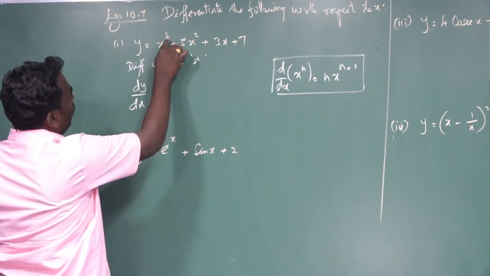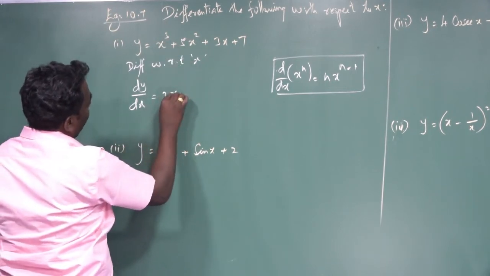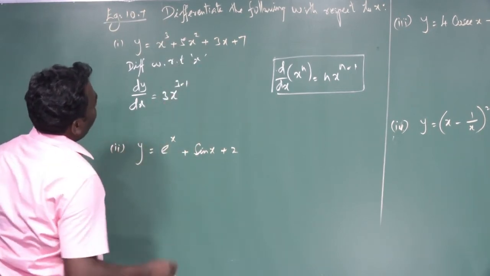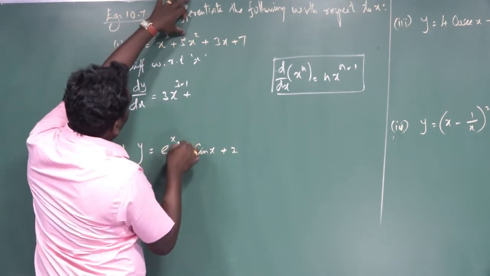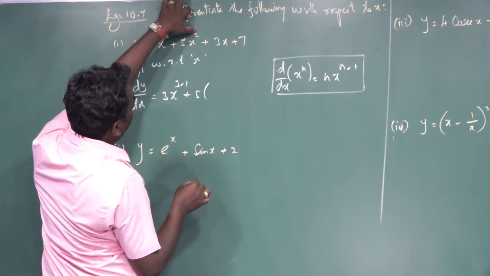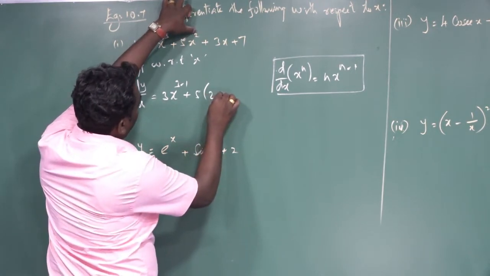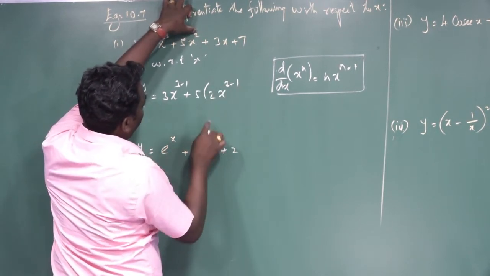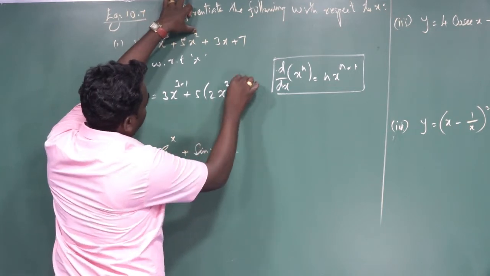Apply this derivative formula to differentiate x power 3. Here n value is equal to 3. Therefore, 3 into x power 3 minus 1. Again plus 5 into, again it is the x power n formula, n equal to 2 here. 2 into x power 2 minus 1. n into x power n minus 1.